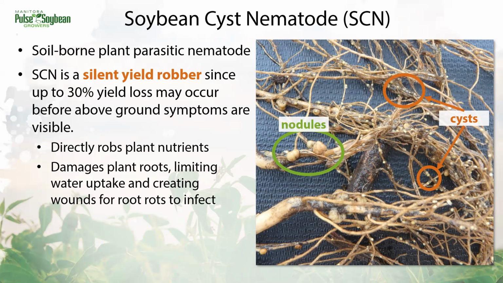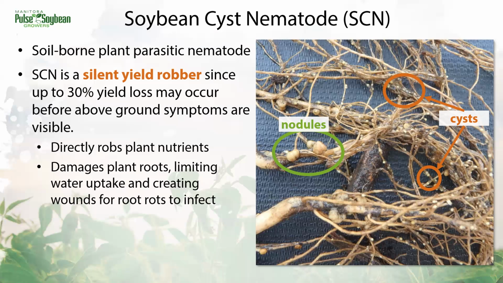SCN is considered a silent yield robber, though, since initially yield loss will occur without any above ground symptoms. And it's not until you have really high populations in the soil that you start to see those above ground symptoms popping up. You also might see those above ground symptoms if there's large environmental stressors, like if it's been very dry or something else is impacting the crop. You might see that a little bit earlier if SCN is already robbing plant nutrients.